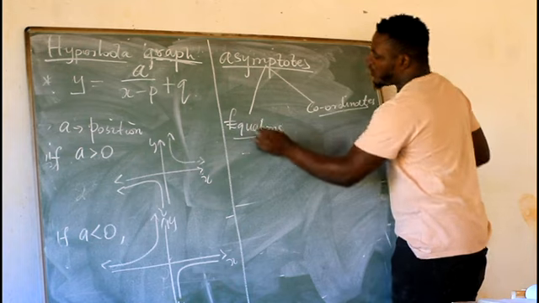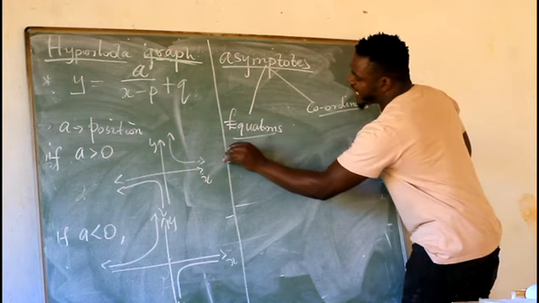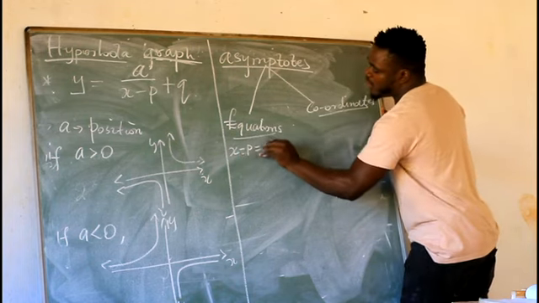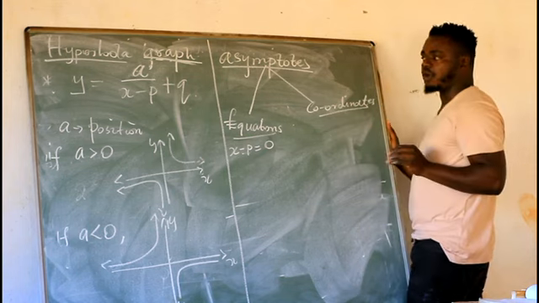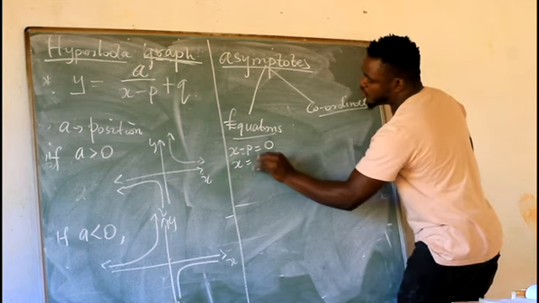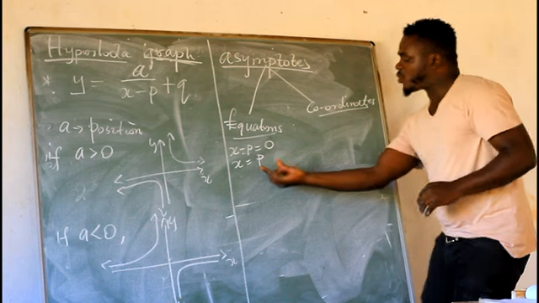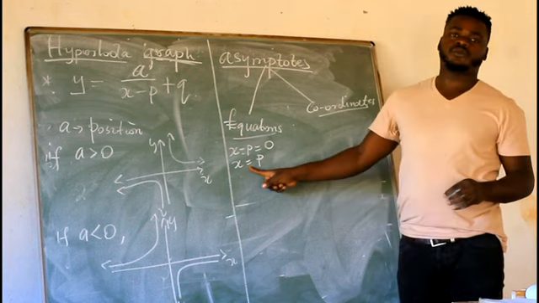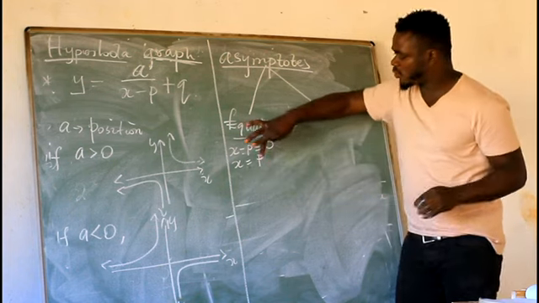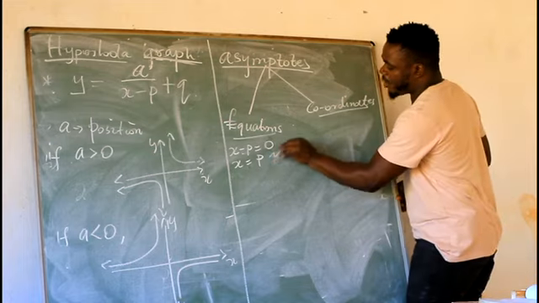We have the equations of asymptotes, we also have the coordinates of asymptotes. Equations of asymptotes: x minus p equal to 0, that one we solve. Then x equal to p. Equation simply means equal to. That is why we have x equal to p. That is equation number 1.